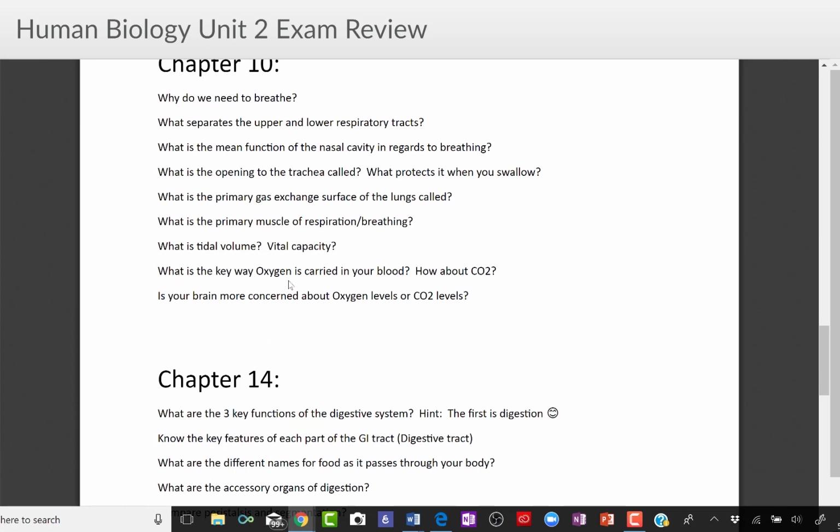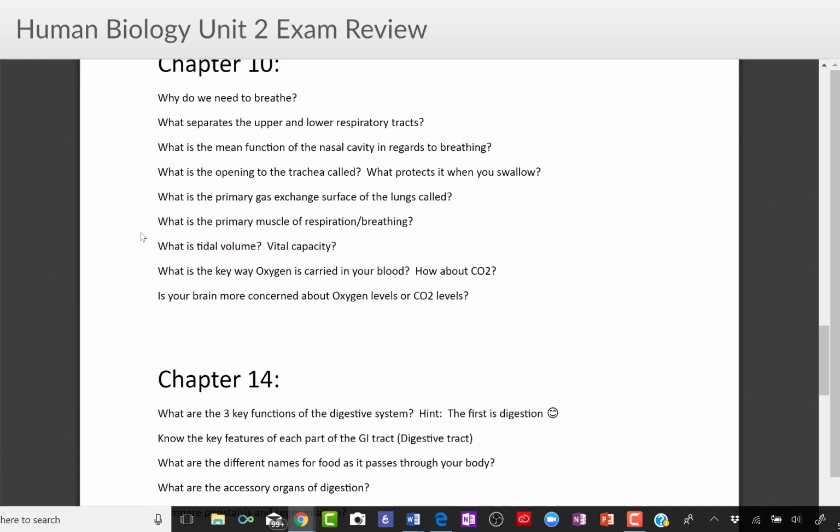What is the opening to the trachea called? What protects it when you swallow? So the opening to the trachea, which the larynx is built around, is called the glottis. So the glottis is the opening to the trachea. What protects it? A flap of elastic tissue called the epiglottis. So when you swallow, which we'll cover in the next chapter, the epiglottis flips down over the glottis of the trachea, which covers it so that when you eat or drink, food goes down your esophagus, not into your trachea, down the wrong pipe, as you'd say.